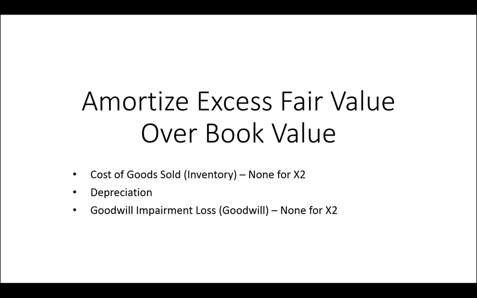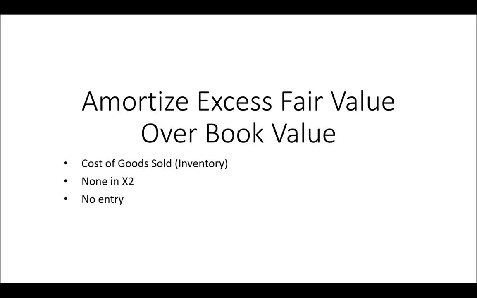Under the FIFO method, first in, first out, any excess we had was taken care of in the first year whenever we sold it. Depreciation, we'll get to that. But the goodwill, I didn't tell you anything about goodwill impairment in year 2, so there's none for that. There's no cost of goods sold in year 2, so there's no entry. But there is going to be for depreciation.